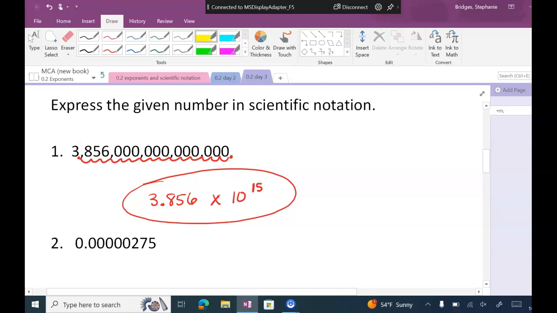2. So let's count. Beginning where we are, we're going to go 1, 2, 3, 4, 5, 6 times. So it becomes 2.75 times 10 to the, this time because it's a small number, my exponent is going to be negative.